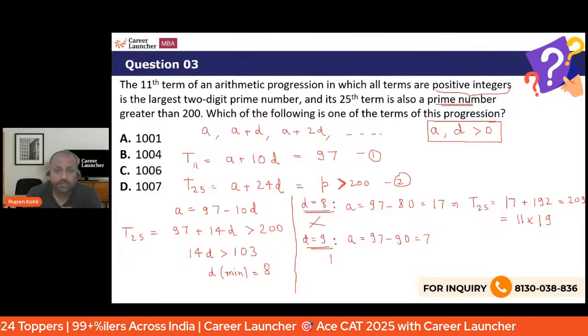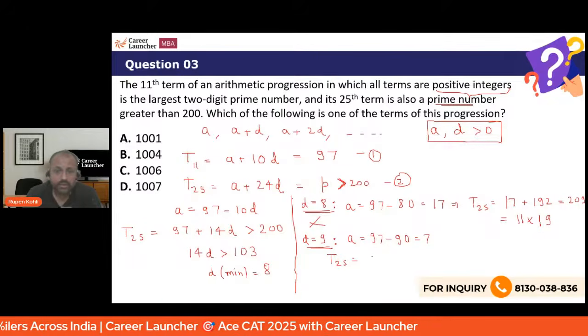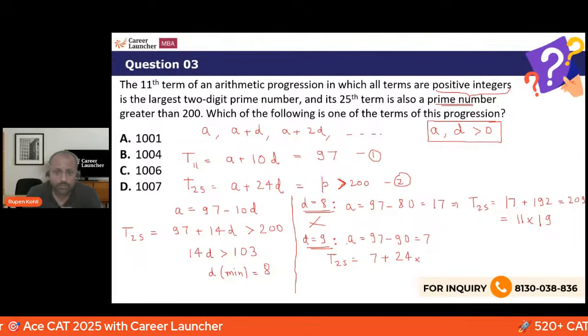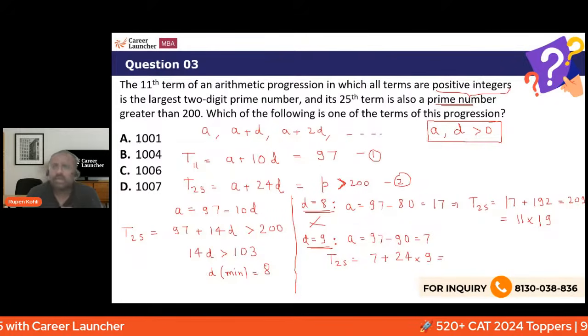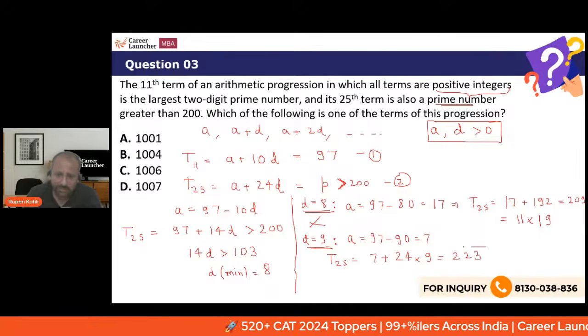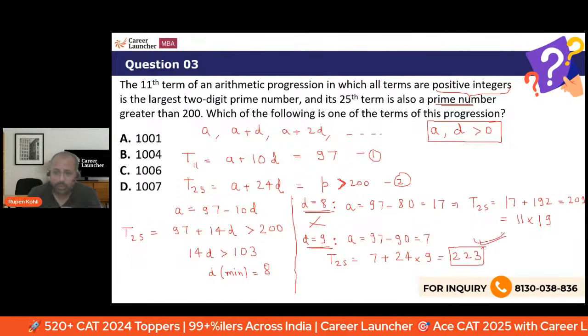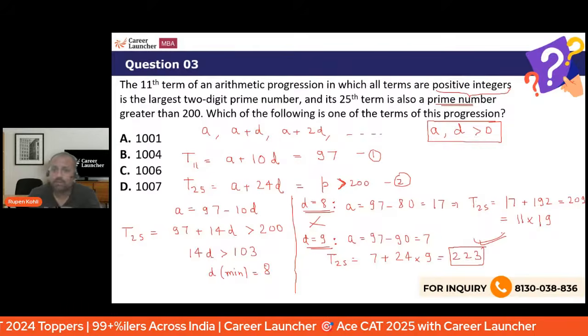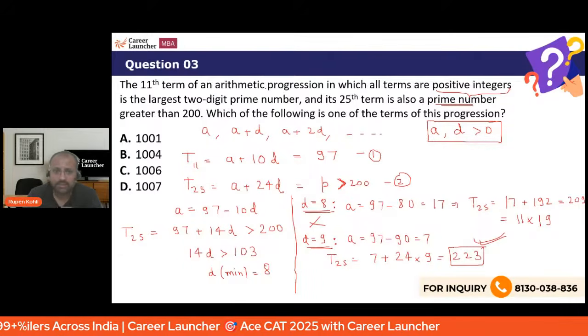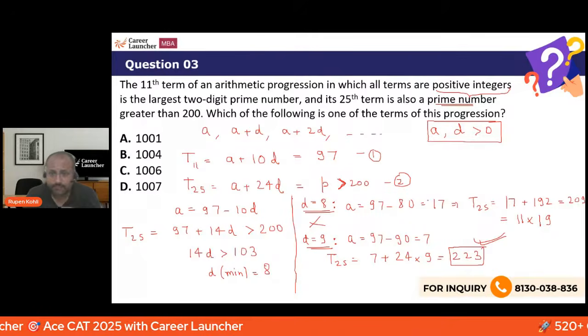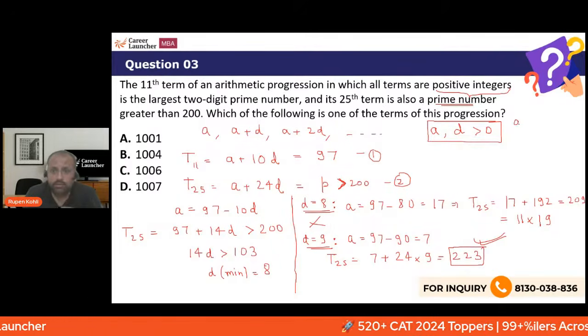We can confirm the 25th term is a plus 24d. 7 plus 24 into 9. 24 into 9 is 216. 216 plus 7 is 223. 223 indeed is a prime number. Okay, so the question is not what is the value of the 25th term. The question is asking something else. So we have figured out a as 7 and d as 9.